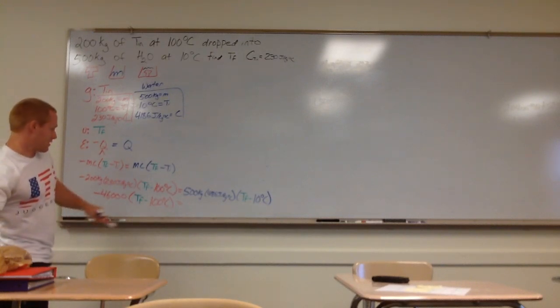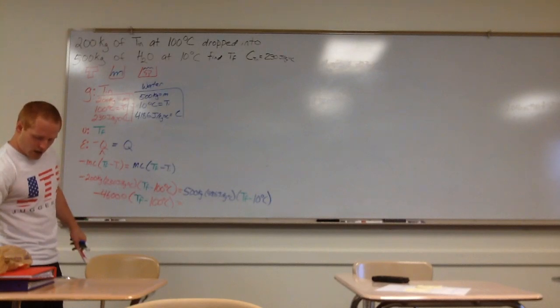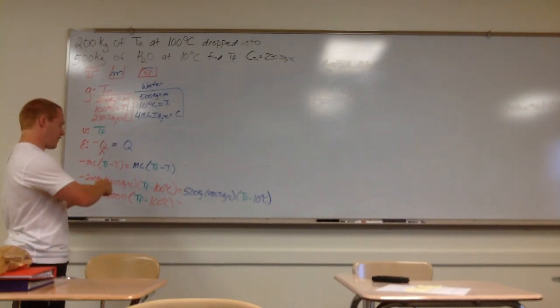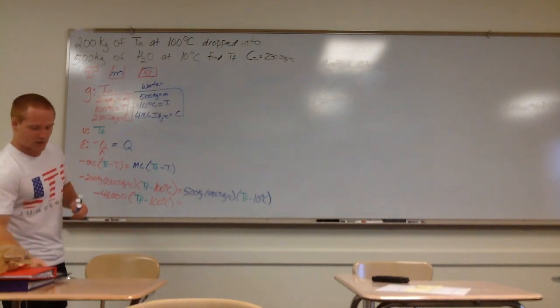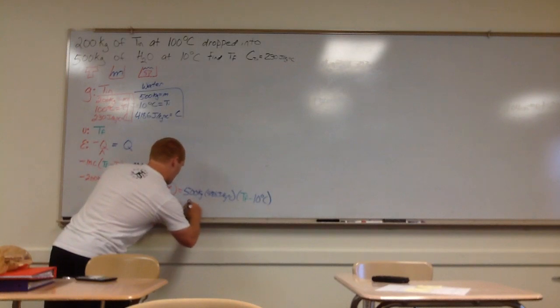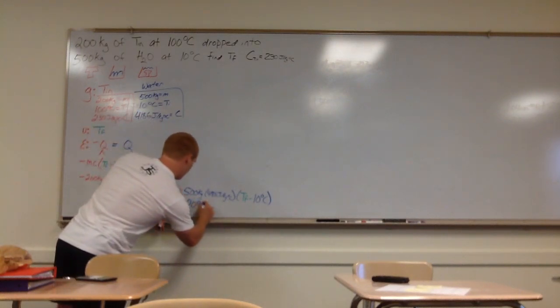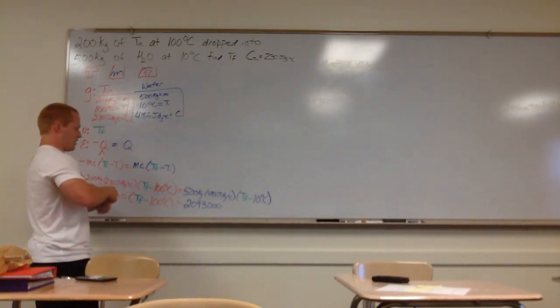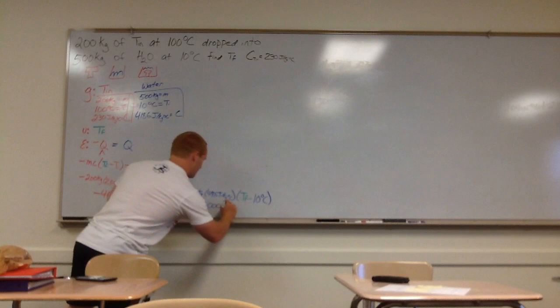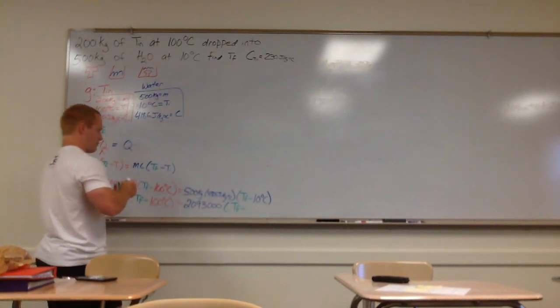Then we're going to do the same thing on the other side. We're going to take this 500 times 4,186. Make sure you're taking 500, not 50. I did that last time, so that's why this is attempt number 2. So we have 2093 with 3 zeros, and then it's going to be multiplied by the TF minus the 10 degrees Celsius.